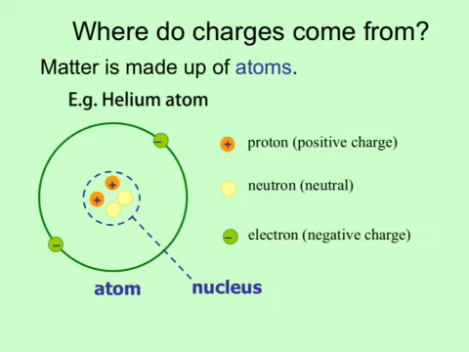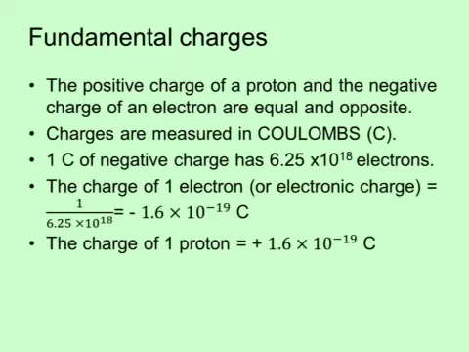We know that inside an atom we have, first of all, protons and neutrons inside the nucleus, and on the outside electrons orbiting. Fundamental charges. The positive charge of a proton and the negative charge of an electron are equal and opposite.